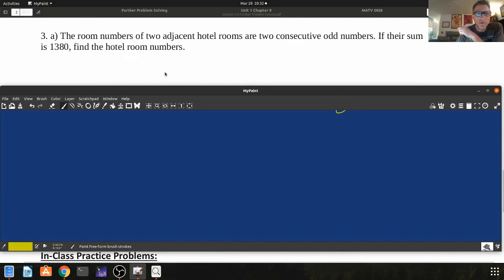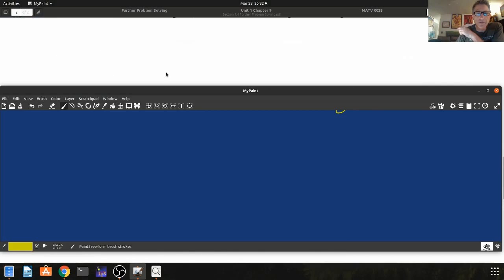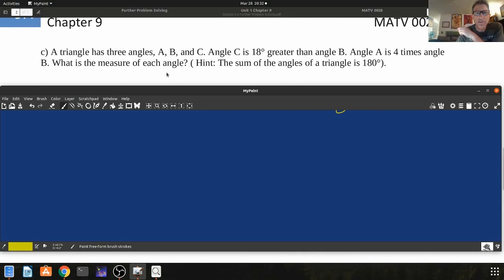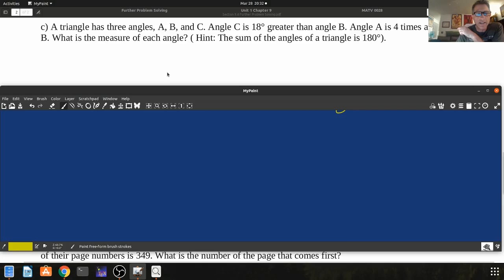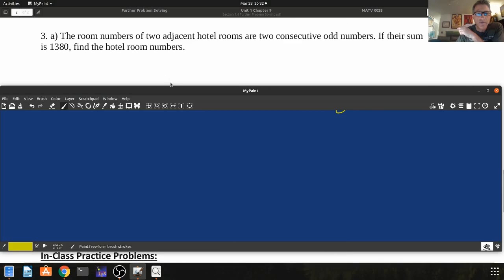Let's do the ones I'm going to do. Yeah, we're going to skip this one. A triangle has three angles, A, B, and C. That's the one I usually skip. I'm just going to do the ones that are more likely on the test.